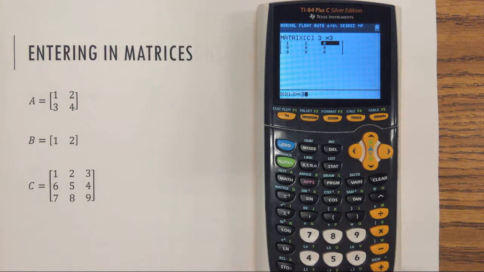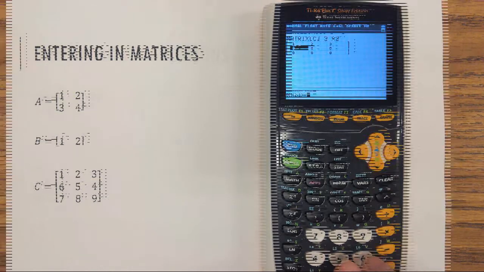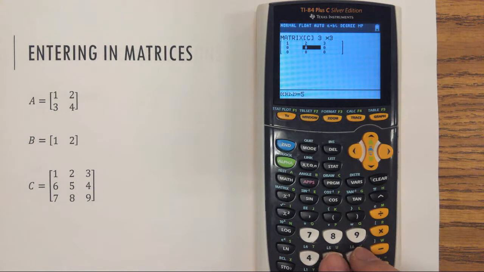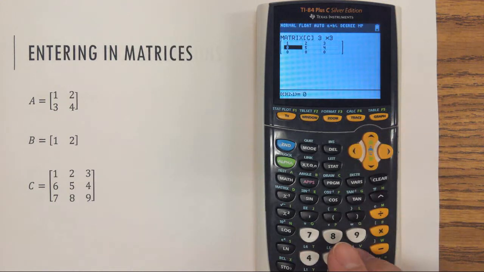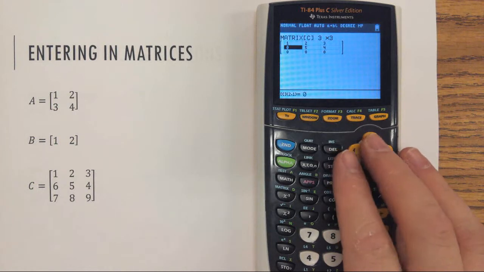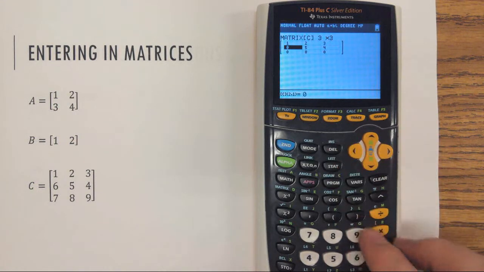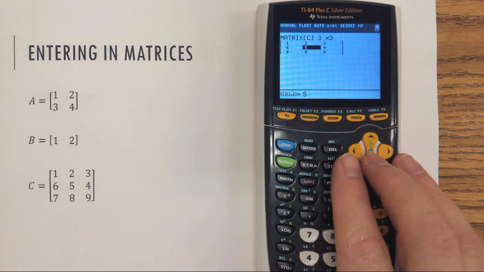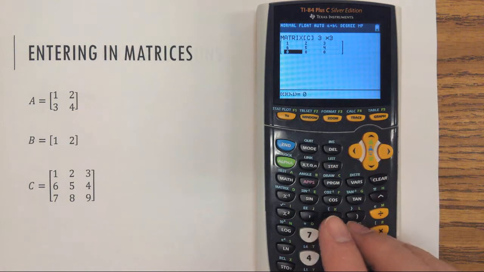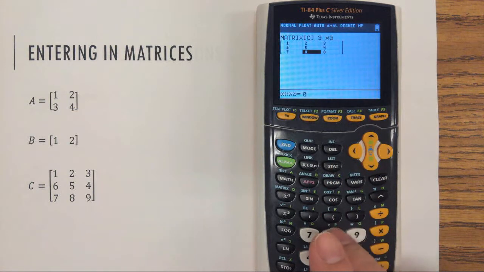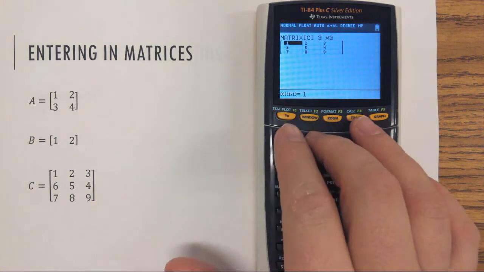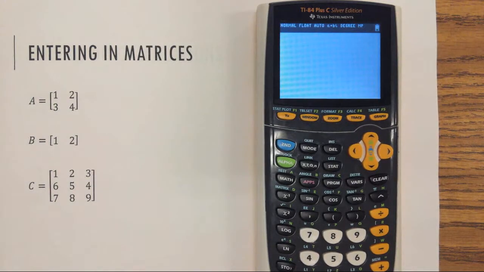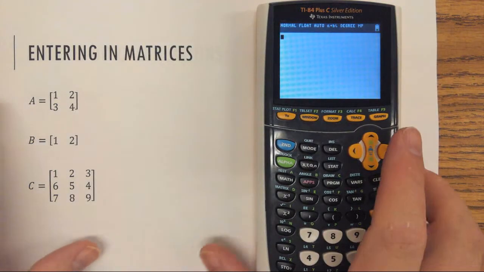1, 2, 3, 6, 5, 4. Oh, looks like I missed the 6 here. Let's go back up. All you got to do is use these arrows to navigate around in your matrix. There's a 6. 6, 5, 4, and then 7, 8, 9. Alright. And that is how we enter the matrices in.